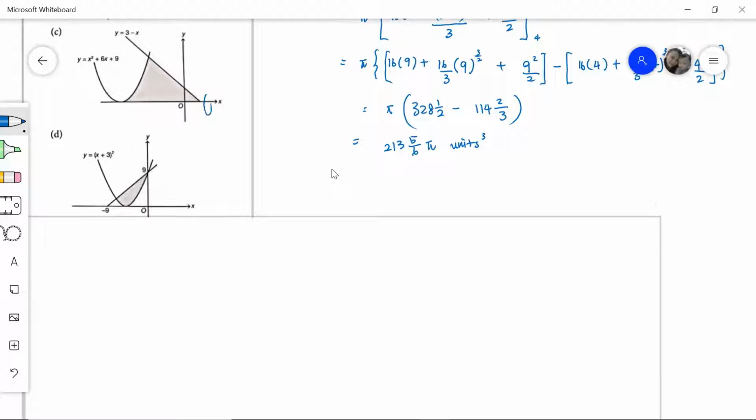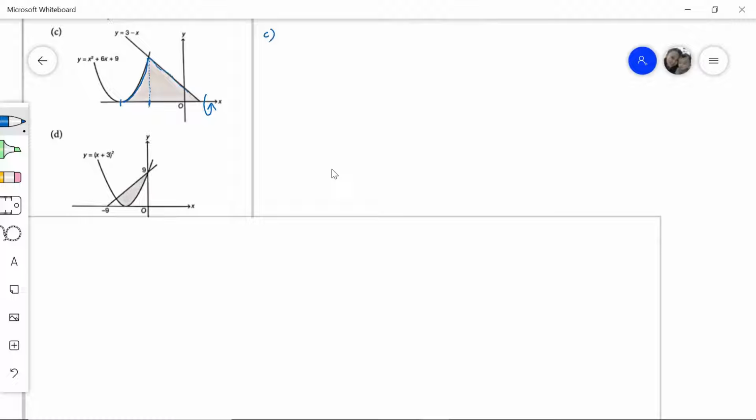When we generate the volume, that is to spin the shaded region about the x-axis through 360 degrees. So over here, basically the area below the graph consists of two parts. One is from the curve, and another one is from the straight line. So we have to find the volume generated for these two parts separately. So for part C, we have to find all the x-intercepts.